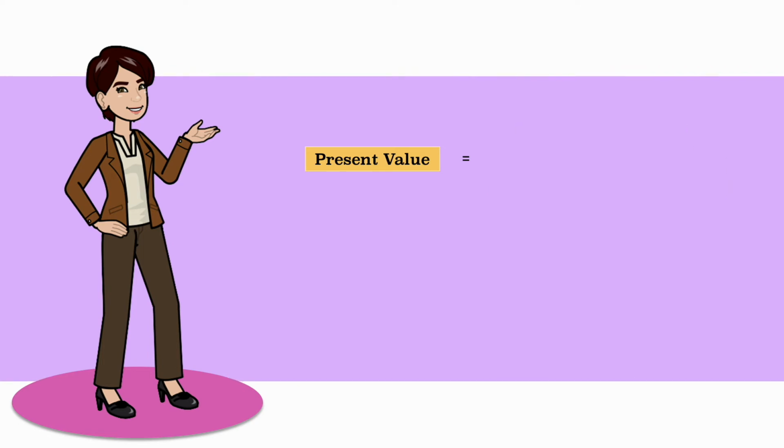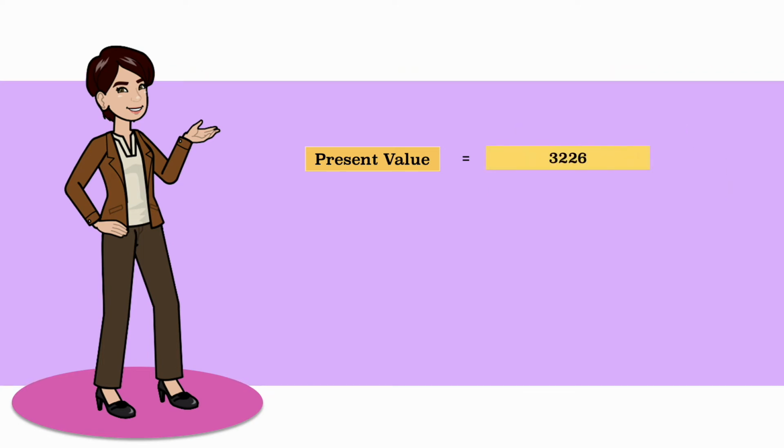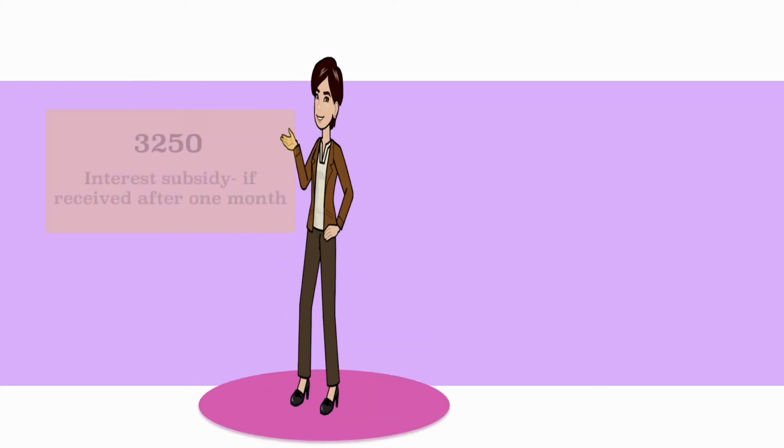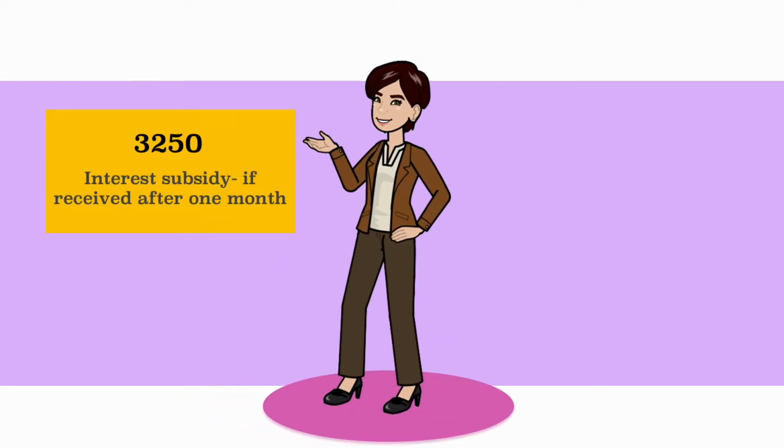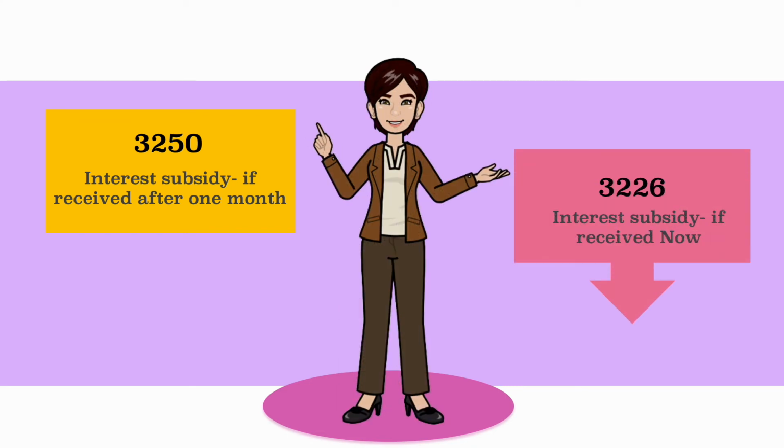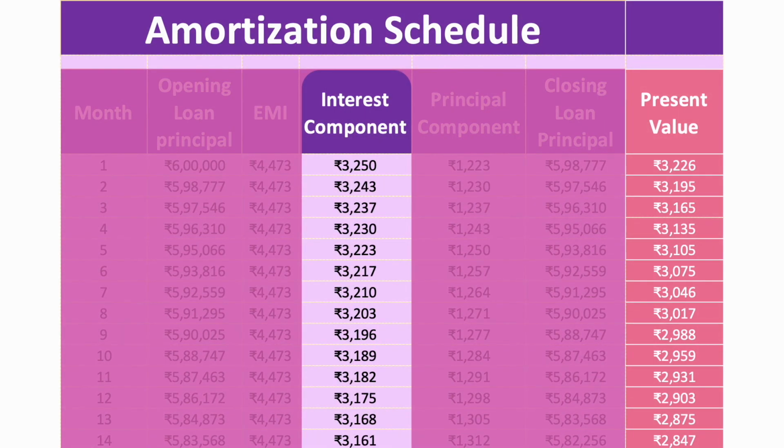Solving this equation, we get a value equal to 3,226 rupees. This means interest subsidy of 3,250 rupees is due after 1 month. But if we have to receive it today, its value will be reduced to 3,226 rupees. This would be the value if we consider a discounting factor of 9% per annum. Similarly, present value for interest subsidy is determined for each month. By adding up all the monthly present values, we get their net present value.